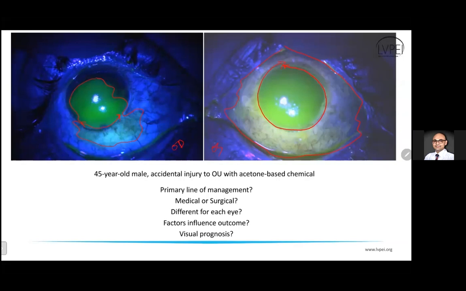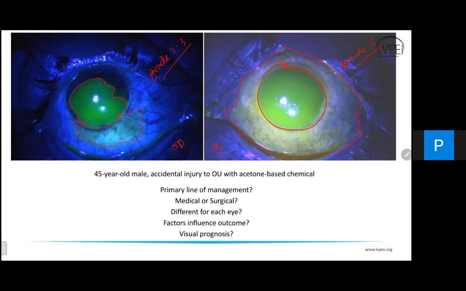So 12 clock hours involvement and close to 80 to 90%. Grade 5, grade 3. So this is a grade 6, according to Dua. Yes. Okay, we're not looking at Roper Hall, we're looking at Dua. So what will be your primary line of management in this case? Will it be different for both eyes, or will it be the same for both eyes?